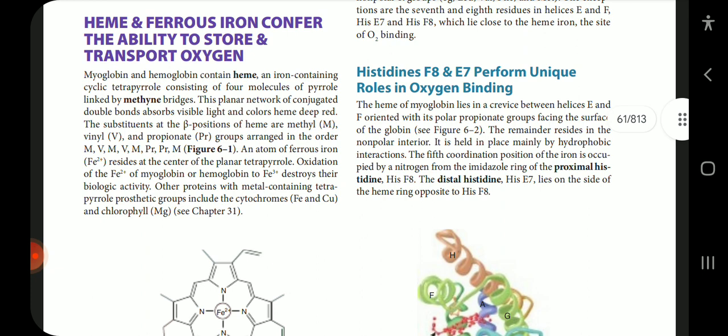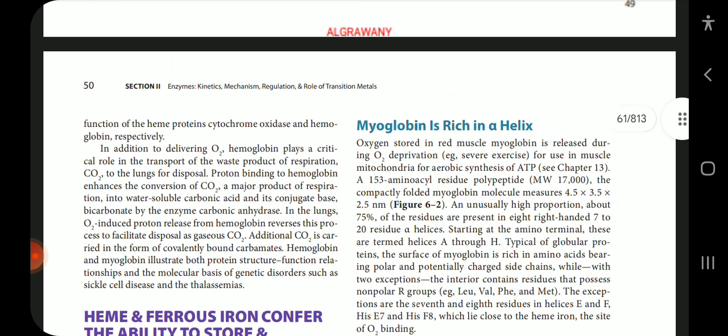An atom of ferrous iron, Fe2+, resides at the center of the planar tetrapyrrole. Oxidation of the Fe2+ of myoglobin or hemoglobin to Fe3+ destroys their biological activity. Other proteins with metal-containing tetrapyrrole prosthetic groups include cytochromes (Fe and Cu) and chlorophyll (Mg).